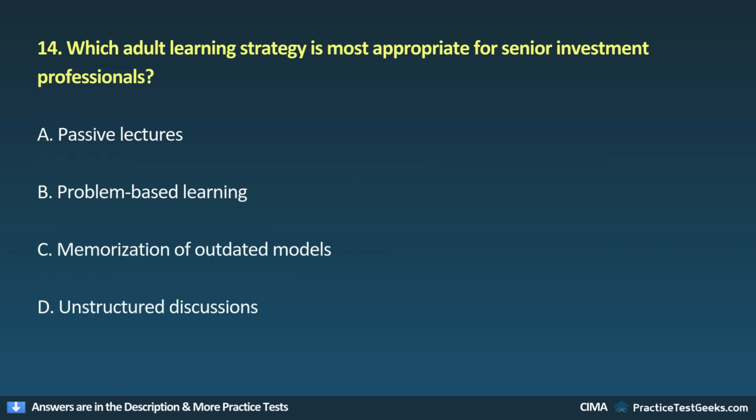14. Which adult learning strategy is most appropriate for senior investment professionals? A. Passive lectures. B. Problem-based learning. C. Memorization of outdated models.